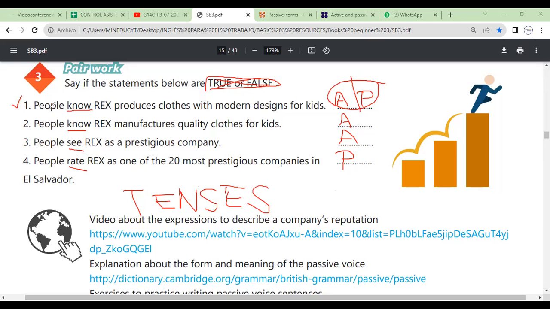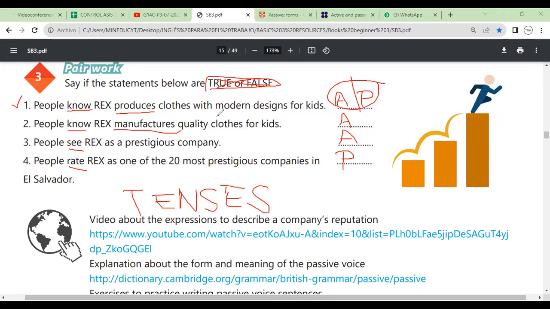Okay, now people know Rex produces. What is this tense? People know Rex manufactures. Present simple, right? People see Rex as a prestigious company. Present. People rate Rex as one of the 20 most prestigious, present, right? Now, how do we identify that's active or passive?